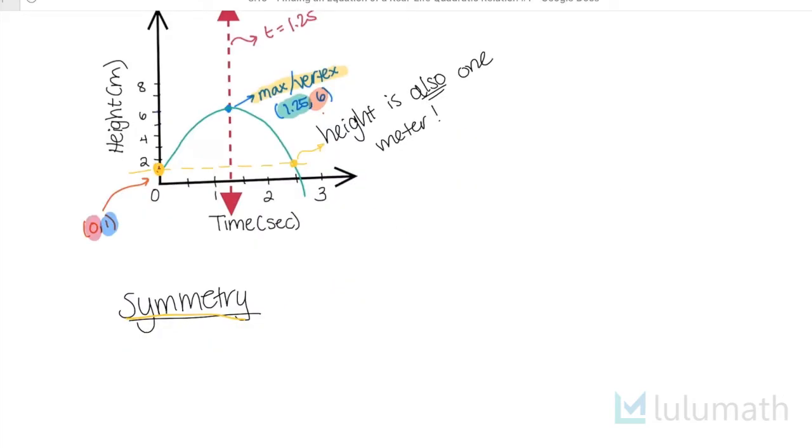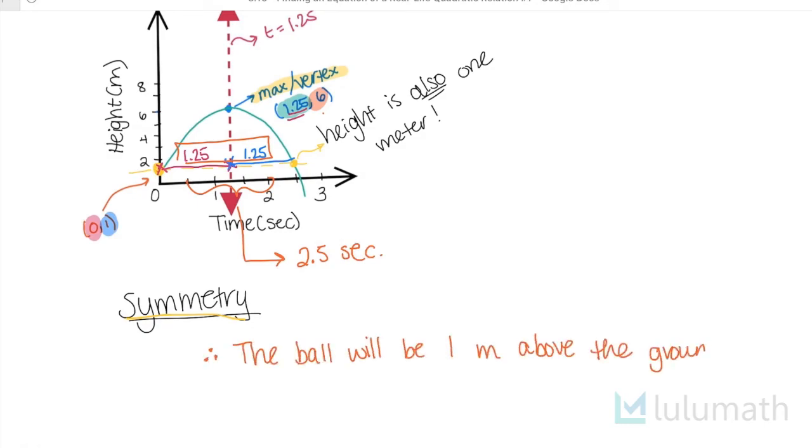So we know from this initial height of 1 meter to this maximum height of 6 meters that this took 1.25 seconds. So then by using symmetry, we also know from the maximum height to when it's 1 meter again, it will also be 1.25 seconds because quadratics are symmetrical. So based on that, altogether, these two values will add up to 2.5 seconds. So therefore, the ball will be 1 meter above the ground again after 2.5 seconds.